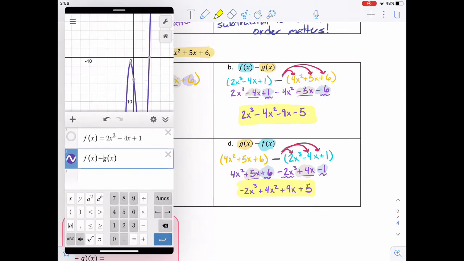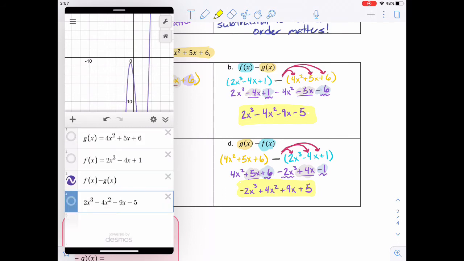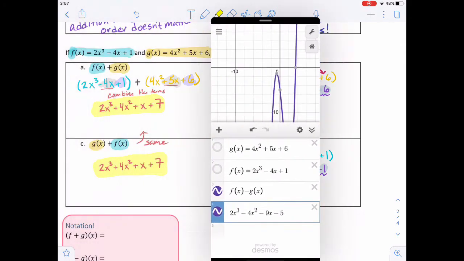This is b. Let's put in our answer. This is what Desmos says it should be. 2x cubed minus 4x squared minus 9x minus 5. And look, they line up. So we're good. We could also check the last one, or since we verified that we did see a change of signs, that's another way. We've sort of already checked that one.